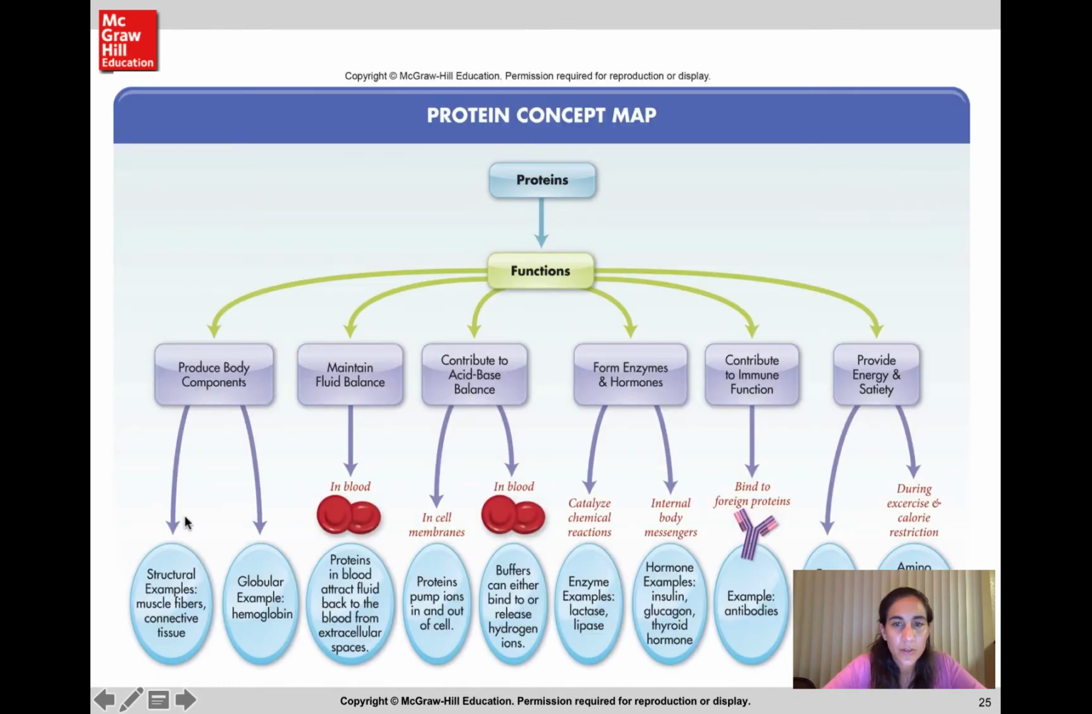You can see this wonderful summary of the functions of protein. It's called the protein concept map. There are the list of functions and more details on each function. So we see the structural functions, muscle fibers, connective tissue, and also globular proteins, helps with fluid balance in the blood. We see it contributes to acid-base balance by pumping ions or acting as buffers. It helps to form enzymes and hormones, contributes to immune system function by helping with the formation of antibodies, and also helps with providing energy and satiety.